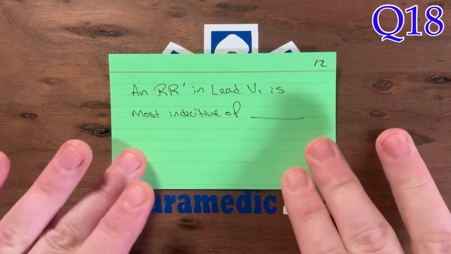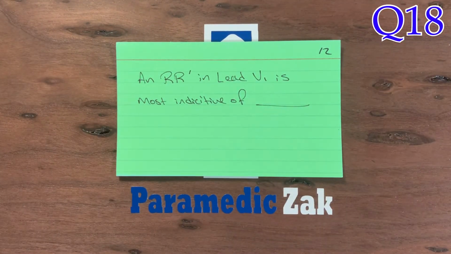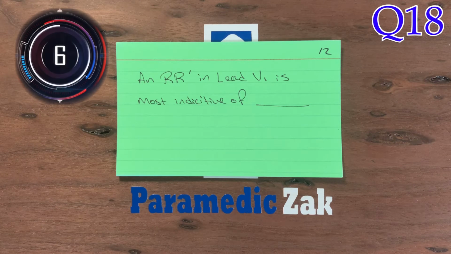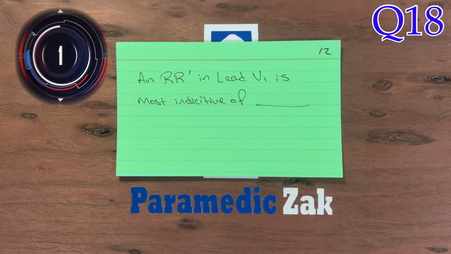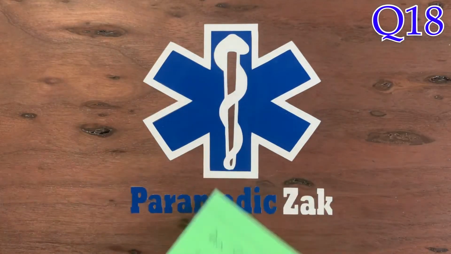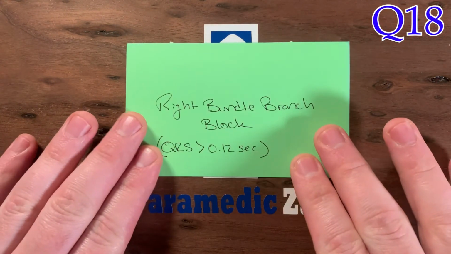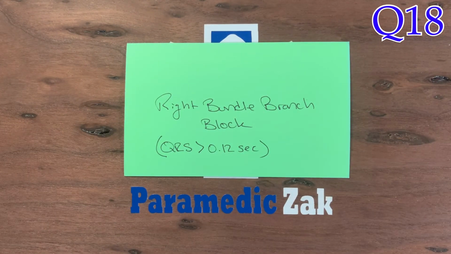An RR prime in lead V1 is most indicative of blank. Alright guys, so when you have a QRS complex that is presenting with an R prime that is two defined R waves in lead V1, then that's going to be most indicative of a right bundle branch block. I also included on here that in order to qualify as a bundle branch block, the QRS needs to be greater than 120 milliseconds or 0.12 seconds. Question 19.